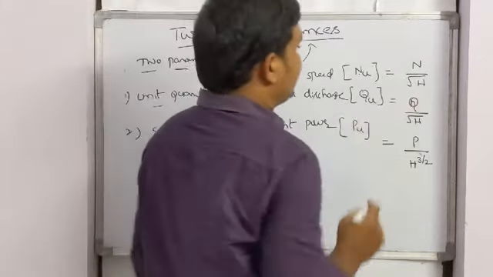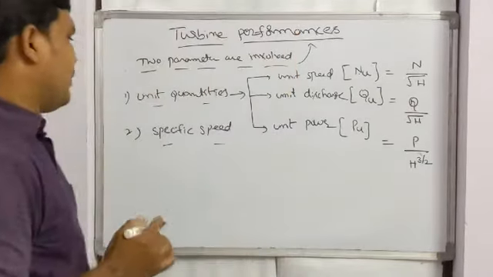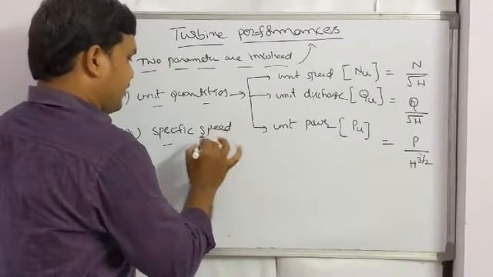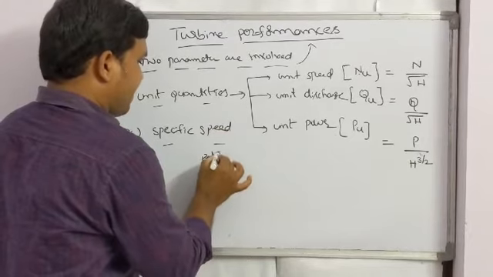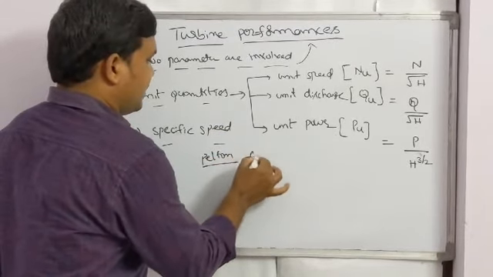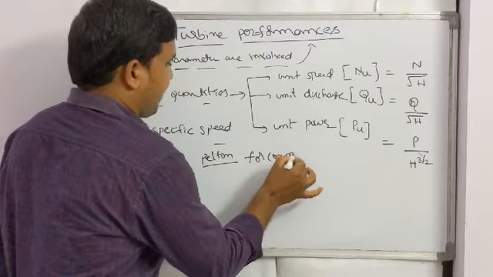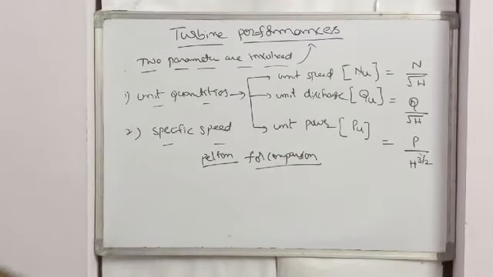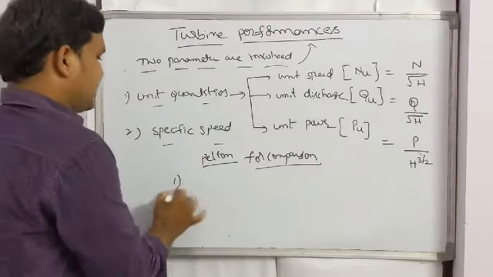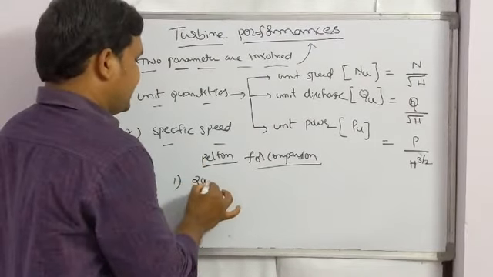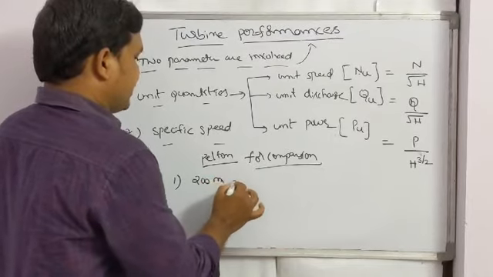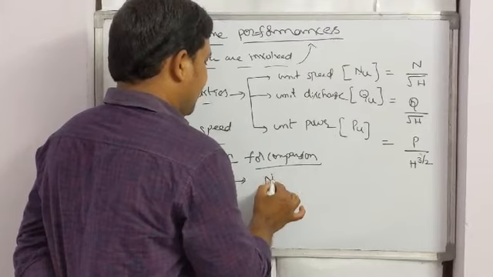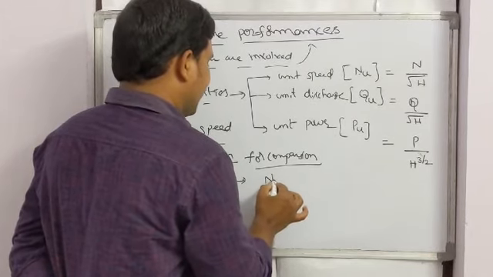For example, if you want to compare, I am taking a Pelton wheel for comparison. First we will conduct a test on a Pelton wheel. First we will supply a head of 200 meters. The head is given to the turbine at a particular 200 meters, and we see what the speed of the turbine is.